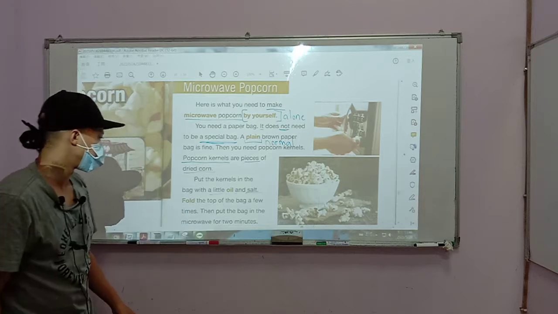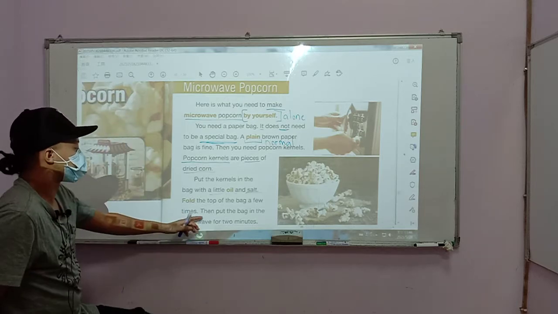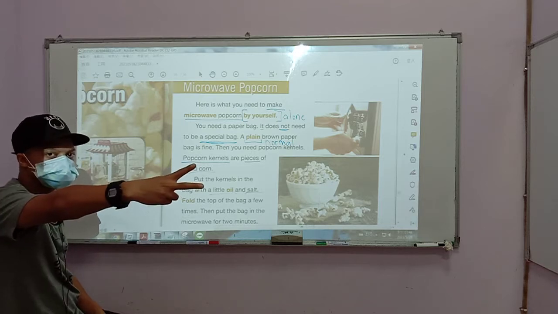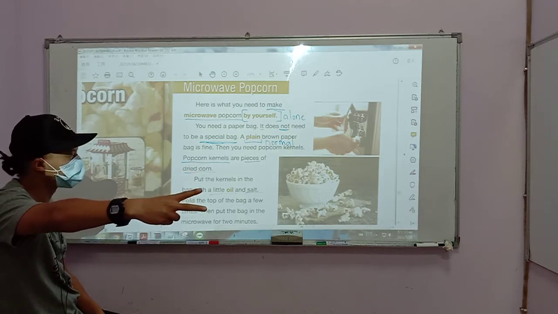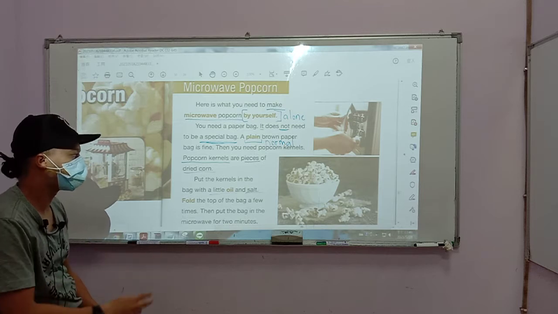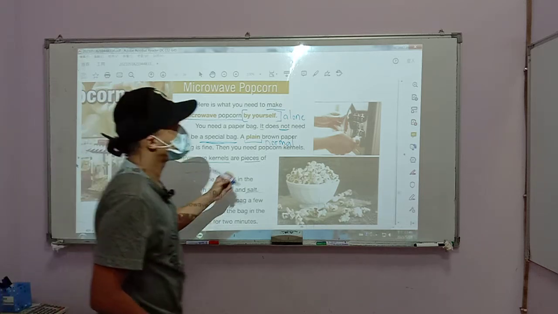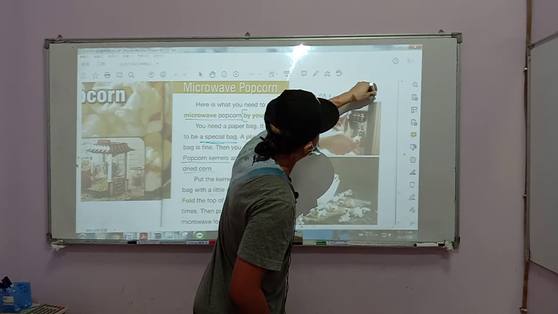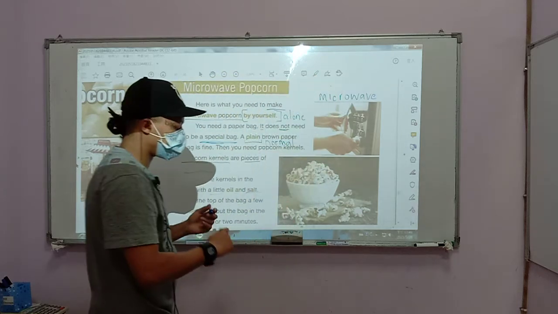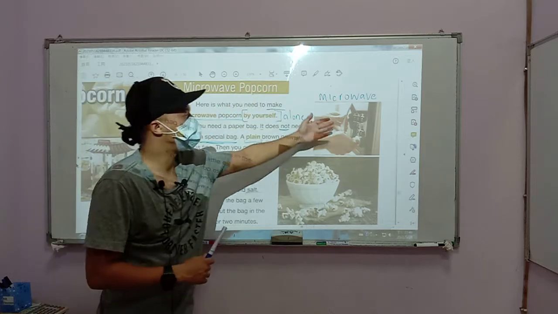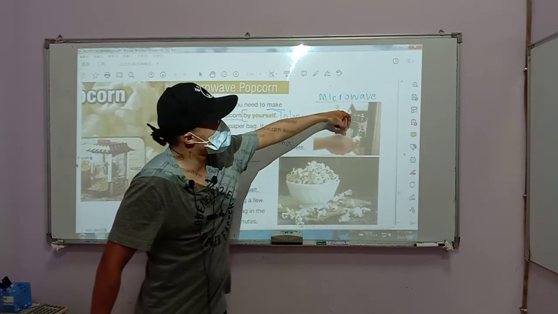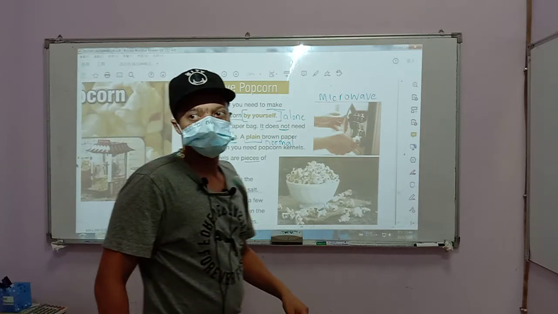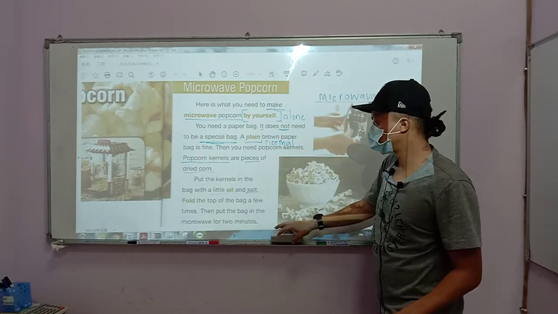Then you need to put the bag in the microwave for 2 minutes, okay? We need to do that for 2 minutes. So in the picture over here, you guys can see this is a microwave machine, okay? And this can heat it. So put the bag into the microwave with the kernels inside, okay? Can we just scroll down, please?